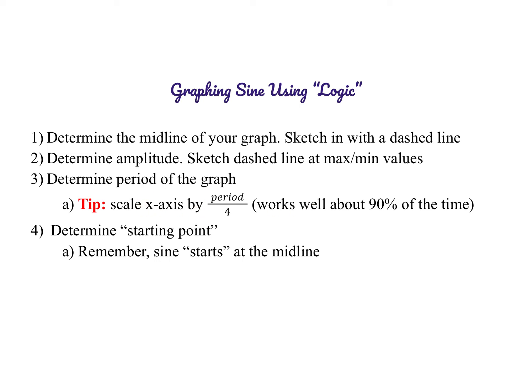So this works really well about 90% of the time. Sometimes when there's an unfortunate phase shift, the units of the phase shift don't line up nicely with the units of the period. So I'd say about 90% of the time that works well, but if you have a shift to the left or right, you need to consider that when you're scaling your x-axis as well.